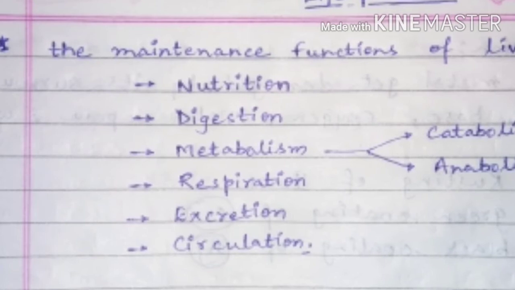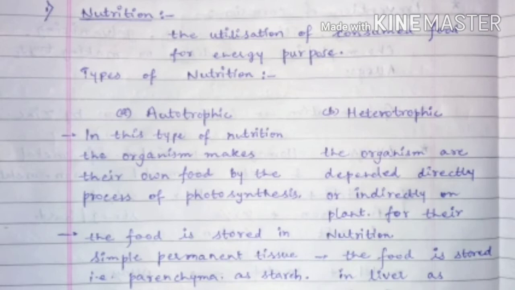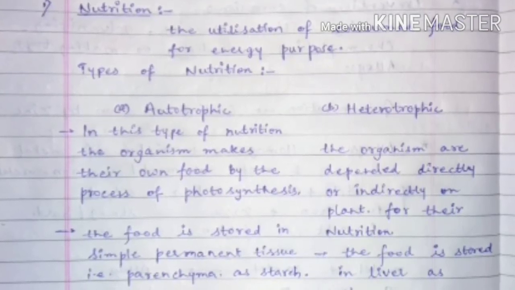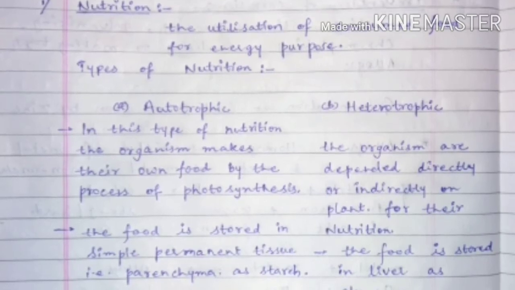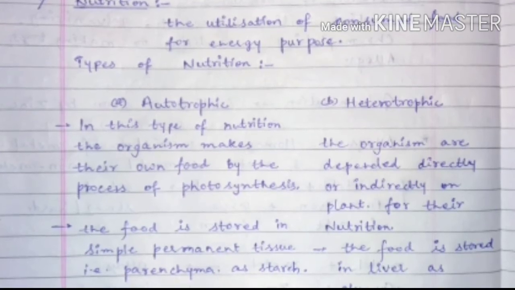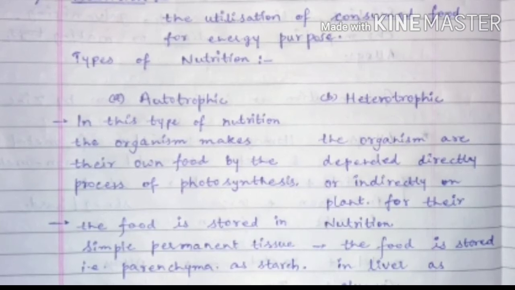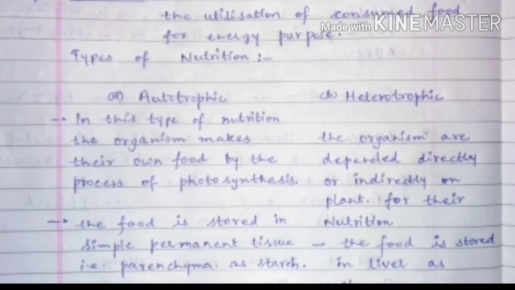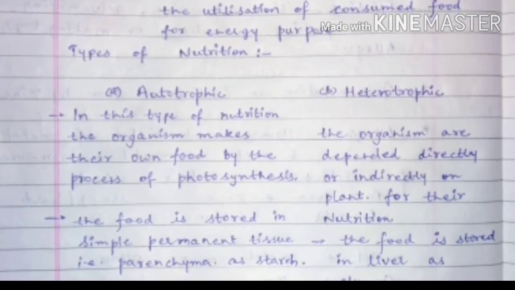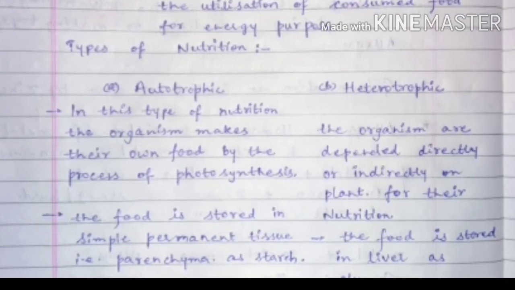So first of all we will discuss nutrition. Nutrition is the process in which the organism utilizes the consumed food, and there are two types of nutrition. First one is autotrophic nutrition and second is heterotrophic nutrition. In this chapter mostly we will discuss autotrophic and heterotrophic. Apart from these two, there are a number of other nutrition types like symbiotic nutrition and parasitic nutrition, but we will see the definition only of these two.